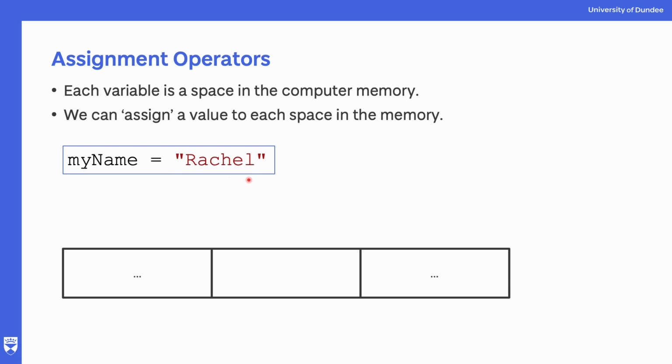Rachel is set up with double quotes because I'm saving that as text. And you can see that I've got a little space just in here before and after the equals. White space doesn't mean anything. I can use it to lay out my code or my program in a way that makes it easier for me to read. So it's a bit of good practice just to put that little space either side so that it makes it more readable.